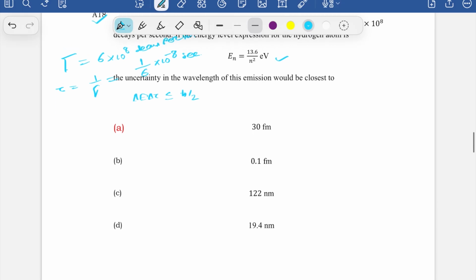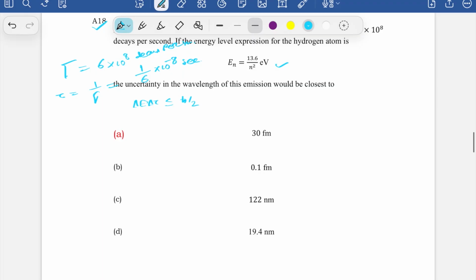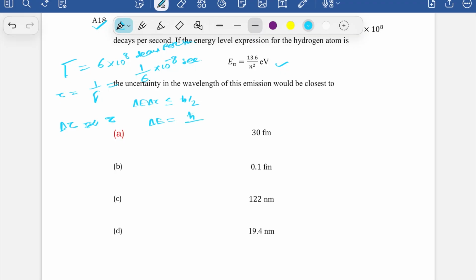Here you can see delta tau, the uncertainty of the lifetime, is of the order of the lifetime. So if we substitute, we will obtain the uncertainty in the energy as h bar by 2 delta tau.